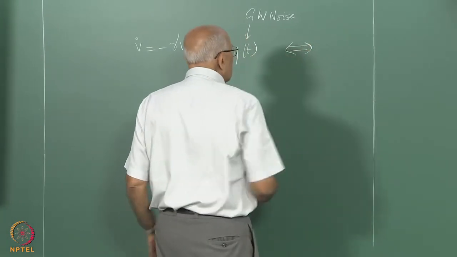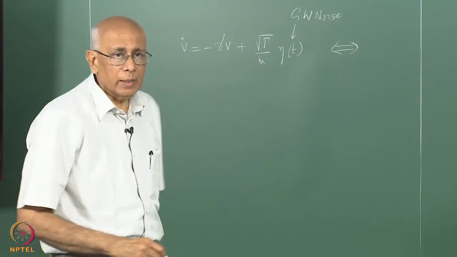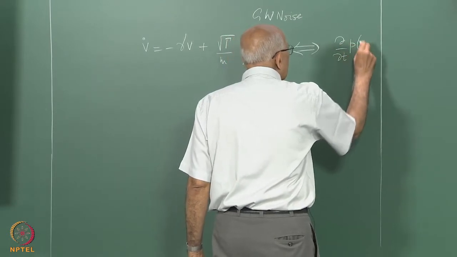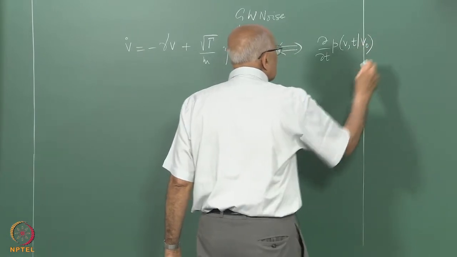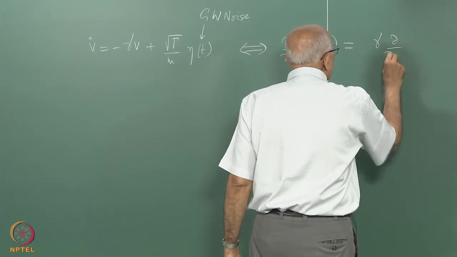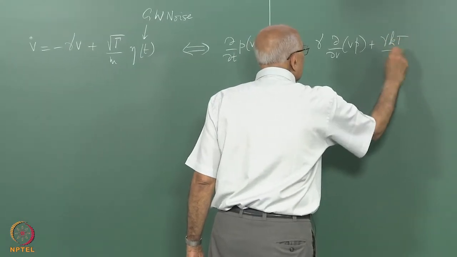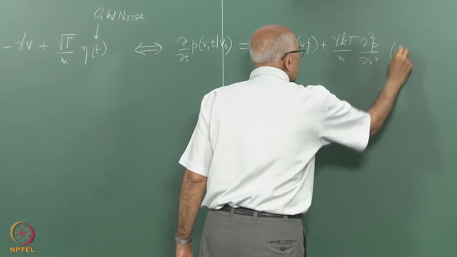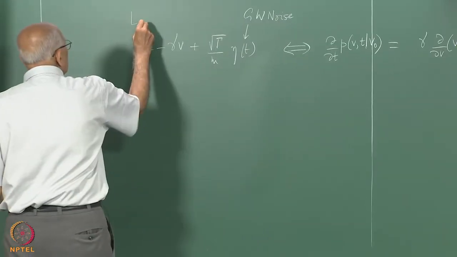Then we discovered this was entirely equivalent to the Fokker-Planck equation for the conditional probability density of the velocity, which was delta over delta t p of v, t given some initial condition v naught. This was equal to gamma times delta over delta v, v times p, plus gamma kT over m d2p over dv2. This is the Fokker-Planck equation and this was the Langevin equation.